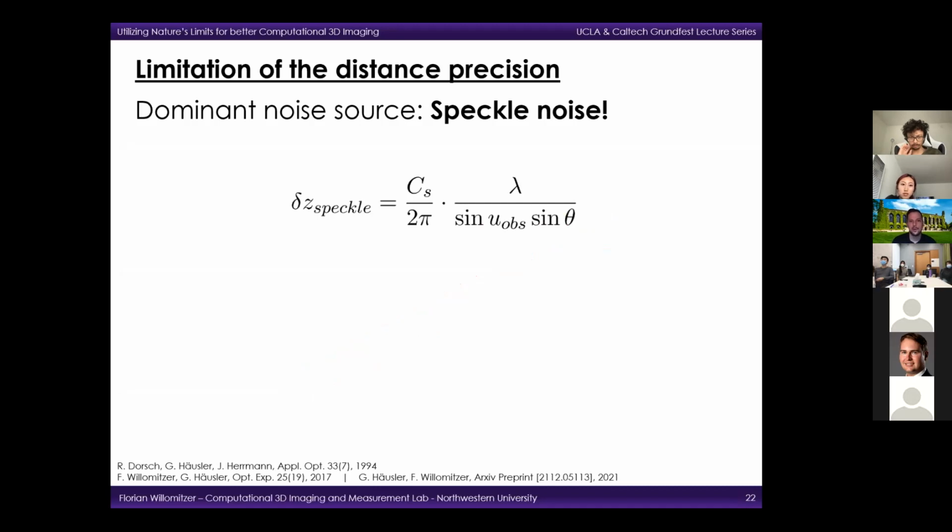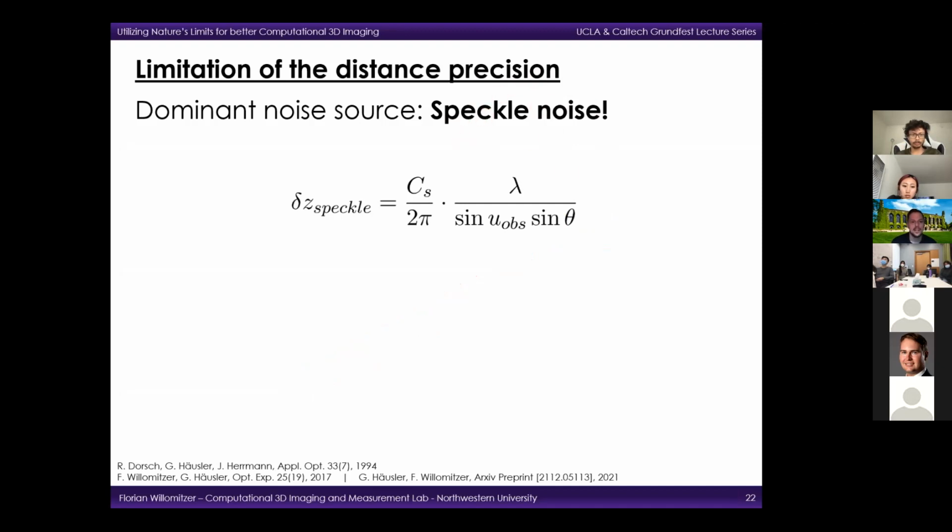And this goes now a little bit into optics and speckle theory. So if you're not so familiar with that, please bear with me. It will get better on the next slides. What we know from decades of research in Erlangen, where I did my PhD thesis, is that the dominant noise source for active single-shot triangulation is speckle noise, even if no laser is used.